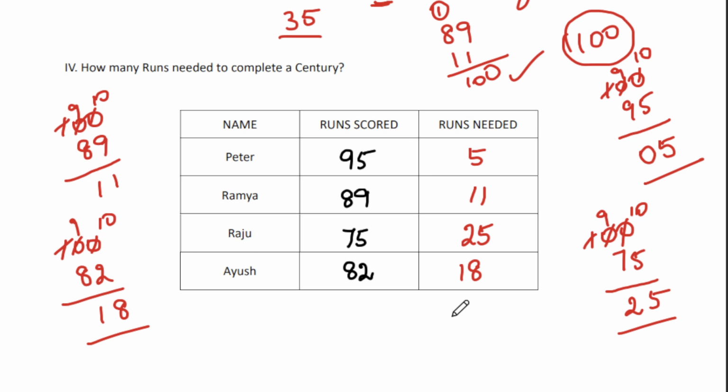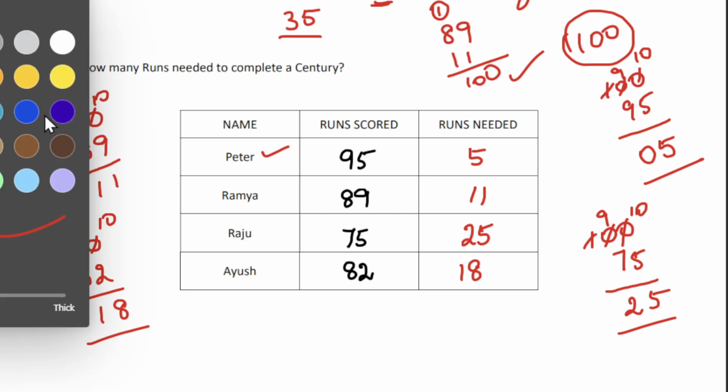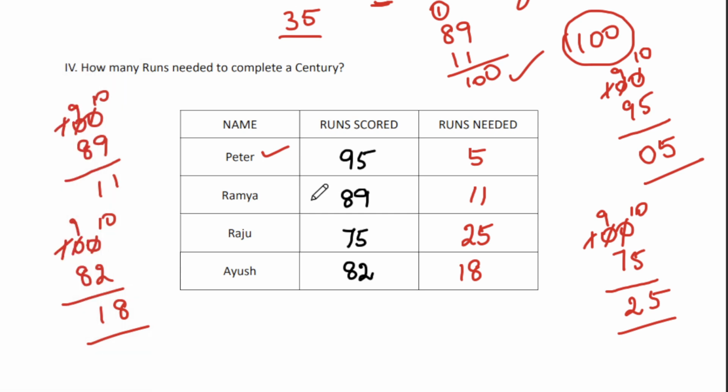Okay, so this is going to be very important, students. In case they ask who is very near to scoring 100? Peter is very near to scoring 100 because he only needs 5 runs. And who is very far away from scoring 100? Raju, because he needs 25 runs to score 100. Okay, Peter needs only 5 runs.